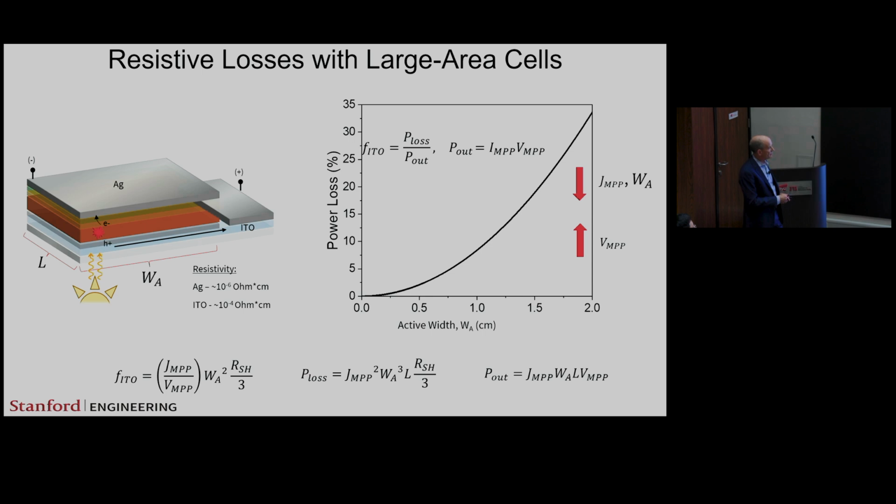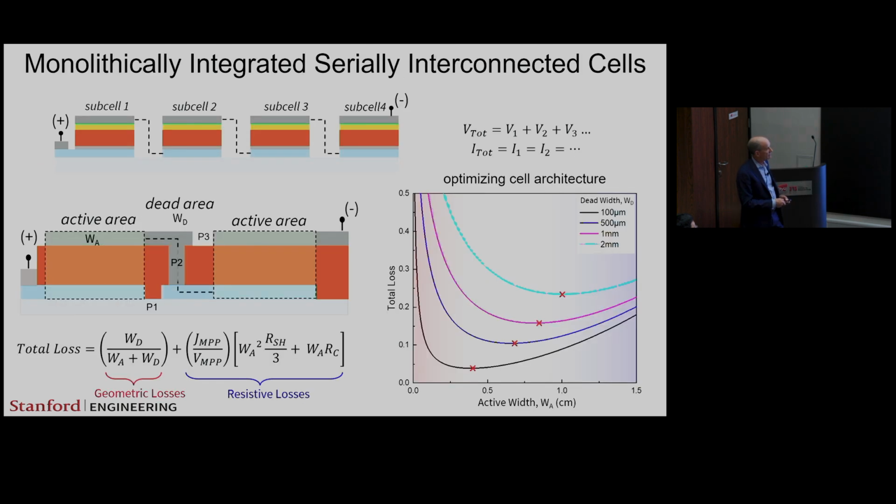But the problem is the resistivity, particularly of the ITO layer, will eventually start to really hurt you. So you can see the power loss here plotted as a function of the active width starts to go up quite dramatically with increasing width. So the better solution to this would be to make monolithically integrated serial cells that are connected in this fashion over here. The problem with this is that you have to do laser or other mechanical dicing of the systems. So there's a P1, a P2, and a P3 scribe that needs to be made.